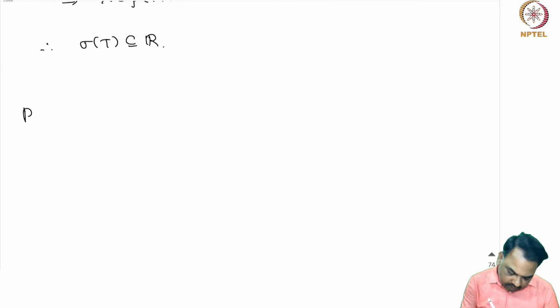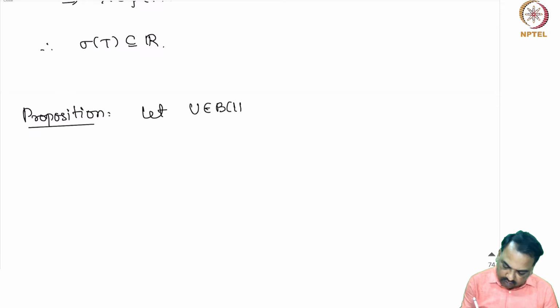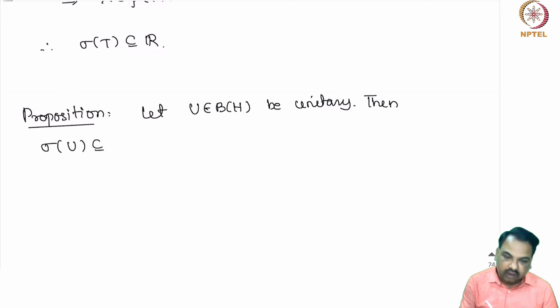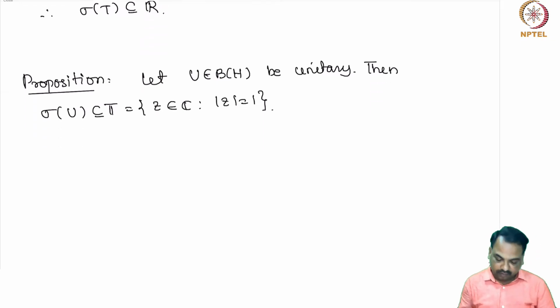So let me write this as a proposition. Let U be a bounded operator which is unitary. Then we can conclude that the spectrum of U is contained in the unit circle, the set of all z in C such that mod z equals 1. Okay.